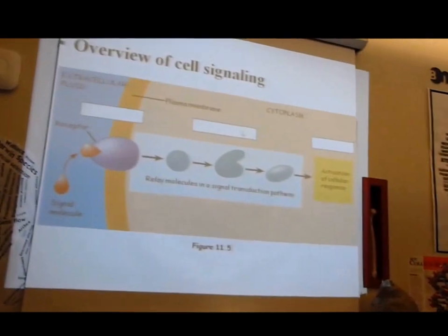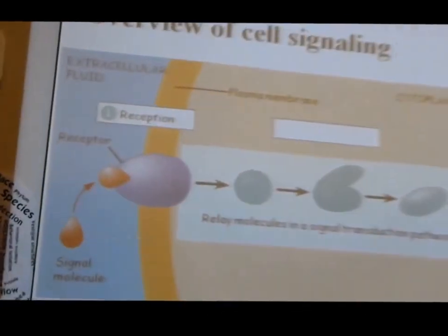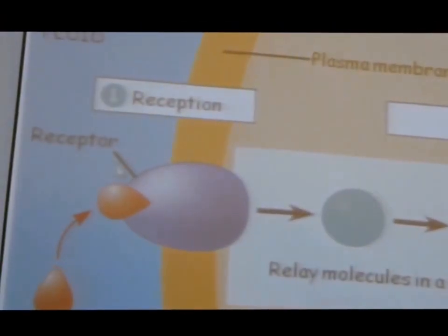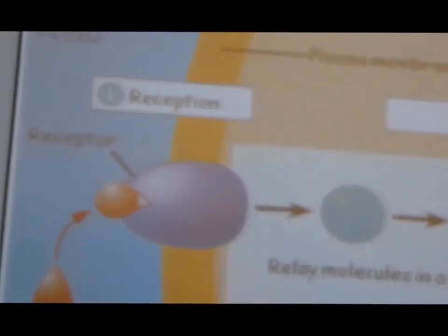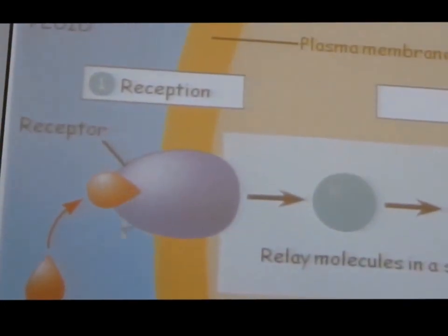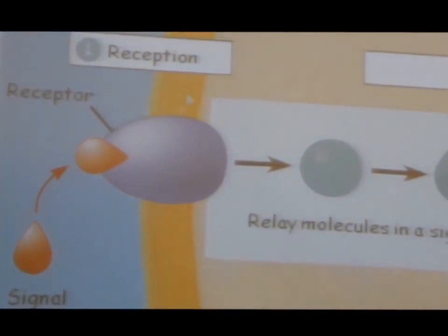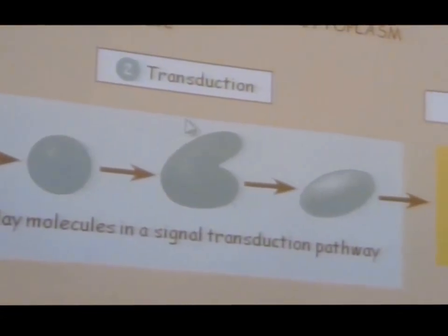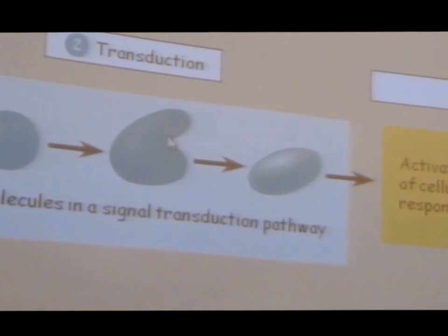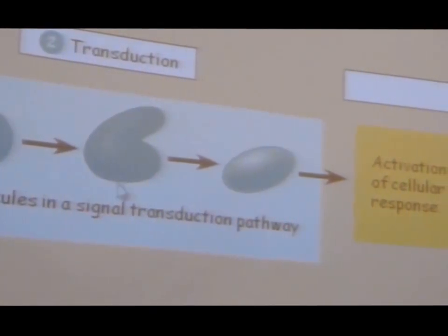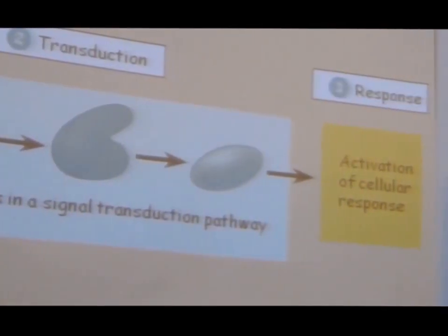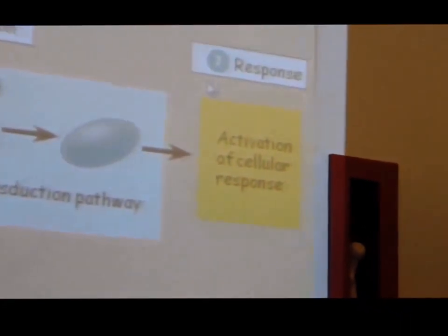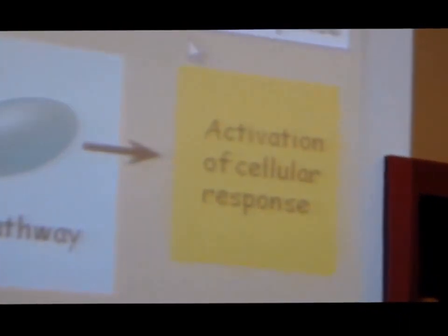Here's a nice overview. We have reception at the start, so this is the extracellular fluid, this is outside of the cell. Here's our receptor. It's going to take the signal molecule, which is going to be specific, causing reception. Then we're going to get a series of chemical reactions in a pathway, called the transduction pathway, until we get our response. Okay, what is the cell going to do?